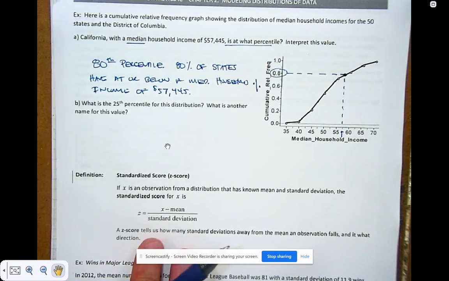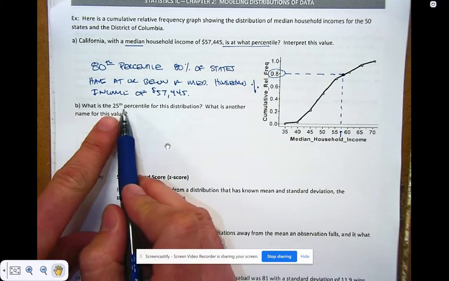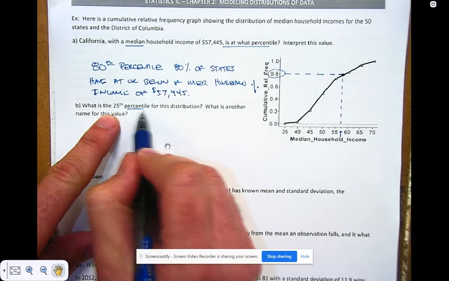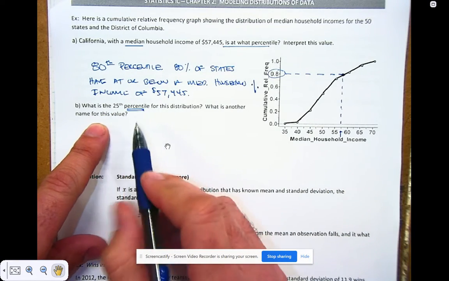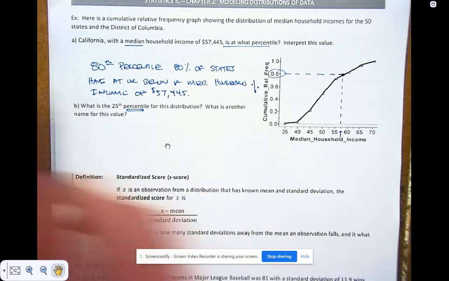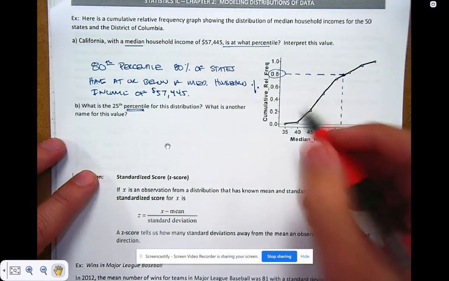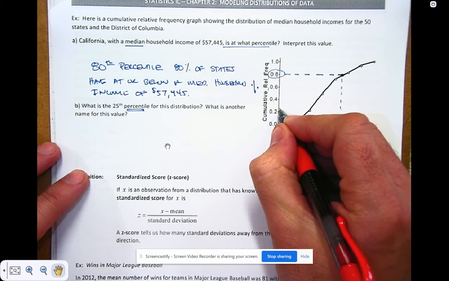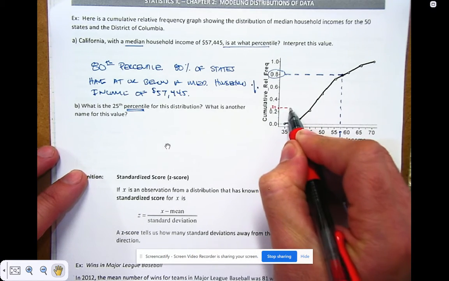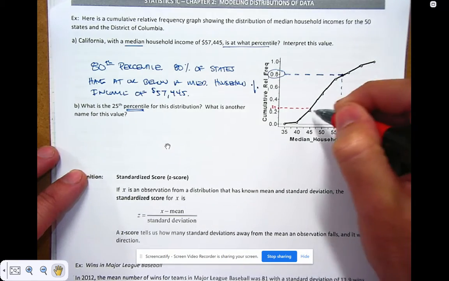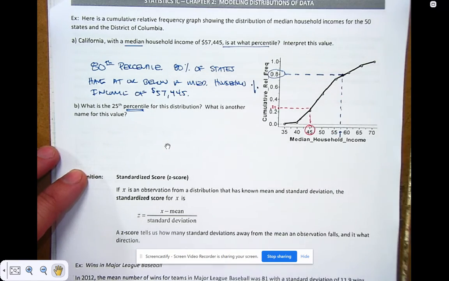And what that means is that 80% of all other states have a lower median household income. Okay, so we could do the opposite. We could say, let's find the 25th percentile. So now you're given a percentile and you're trying to find the median household income. I'll do it in a different color. You're starting right here at 0.25. And now you're going to go over to the graph from the y-axis, but then down, and that's your answer.